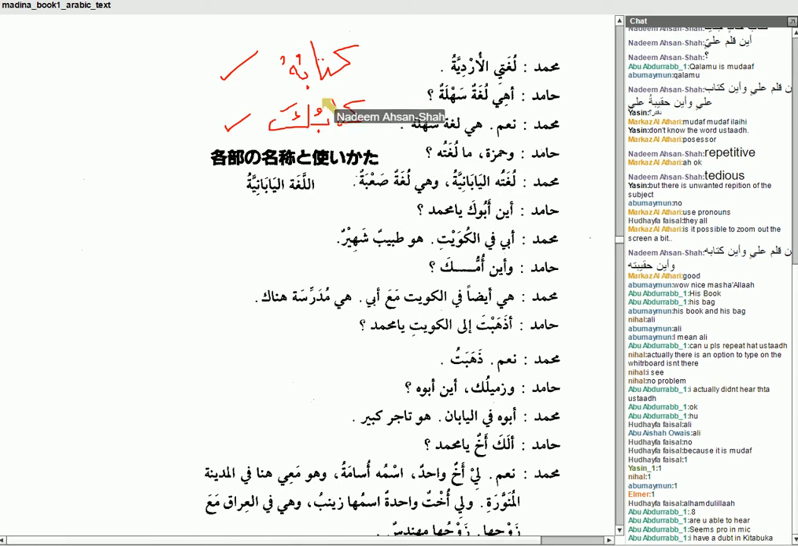Kitabuka. Okay. So, Akhil Kareem. Kitabuka. Ka means your. Abu Abdul Rabb, when I talk to you, I don't say in English, is this Abu Abdul Rabb's book? Or do I say, is this your book? Abu Abdul Rabb, is this your book? Which one do I say? When I'm talking to you, do I say, is this Abu Abdul Rabb's book? Or do I say, is this your book?